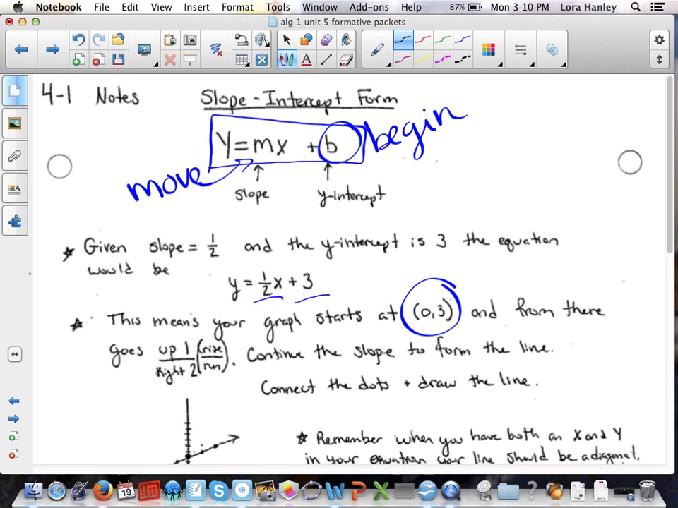Since it's a positive slope, you're moving up because that's a positive direction, and to the right is also a positive direction. Remember that you can also go the opposite direction with your slope. If you normally go up 1 to the right 2, you could also go down 1 and to the left 2. So you can make both pieces the opposite, and that will give you the same line.